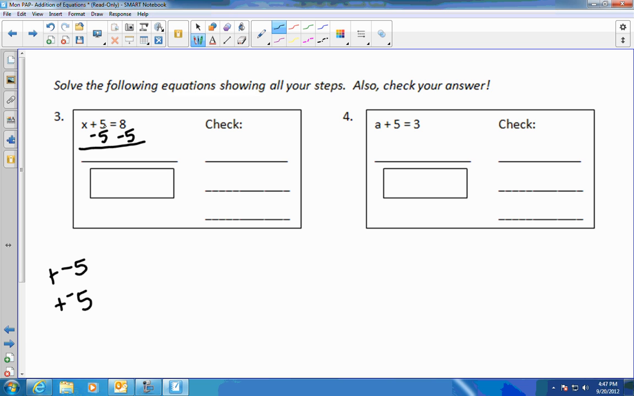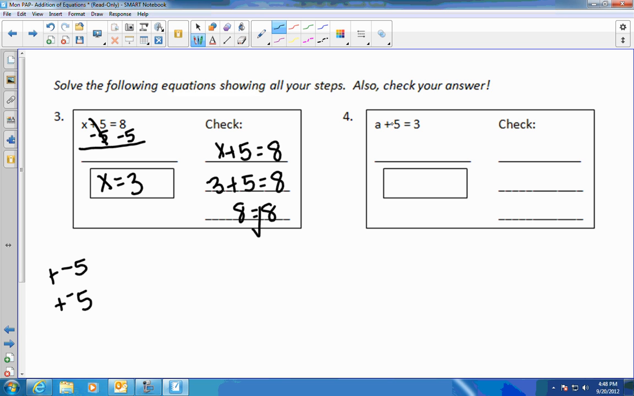So if I add 5 and then turn around and subtract 5, that all goes away, which I know seems very confusing right now, but we'll come back to it in just a second and do so many examples, you'll be good, I promise. So 8 minus 5 is going to be 3. To check, we write the problem, we plug in our answer, and we make sure it works.